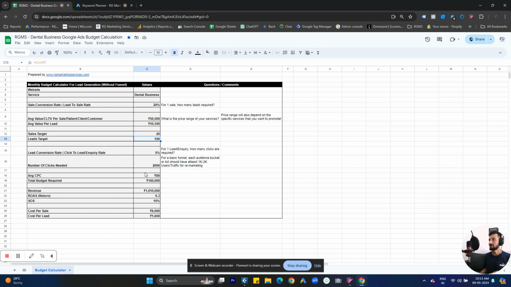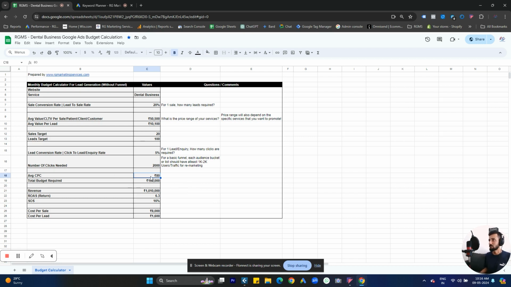And now next comes the CPC rates, because in Google what we are trying to do is buy relevant clicks. Okay, and Google charges based on clicks, especially for the search campaign. So we have calculated how many clicks we need for the target that we are trying to achieve. And as per our last video, we have seen how to find our CPC rates as per our services and keywords. Through our analysis and experience, if I consider a dental business, it goes somewhere around 50 rupees to 100 rupees. So we have considered 80 rupees for the sake of calculation for this example.